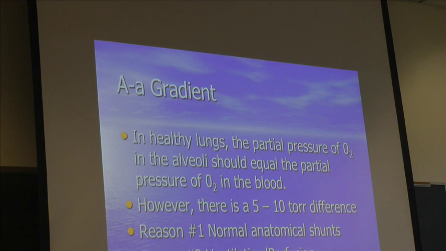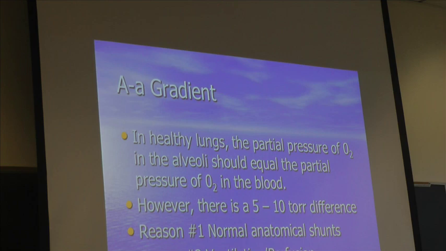All right, let's talk about the AA gradient. That's another biggie in respiratory therapy, and the reason it's a biggie is because of its importance. If you have oxygen in the alveoli, but the oxygen can't get into the blood, then the patient's going to have a low oxygen level in their blood. They'll be hypoxemic, and the tissues won't get enough oxygen. So sometimes we have to give a lot more oxygen to the alveoli so that some of it will get into the blood. That's referred to as the AA gradient.